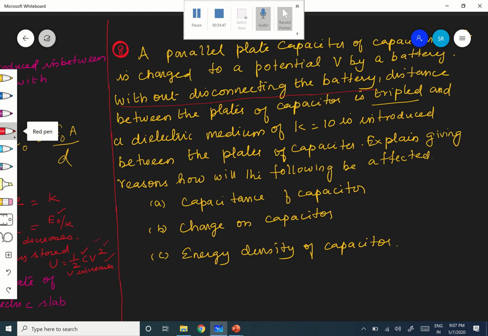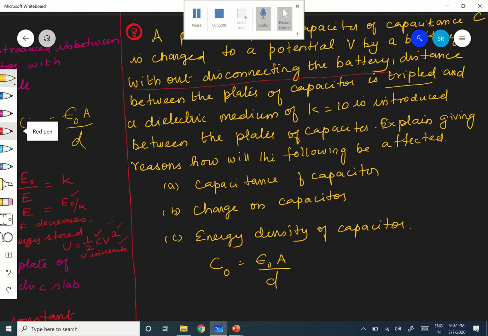Now, without the dielectric, what is C naught? The standard equation: C naught is equal to epsilon naught A by D. Now see what is done here. Without disconnecting the battery means V is a constant. V is equal to constant.